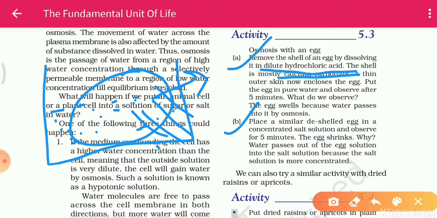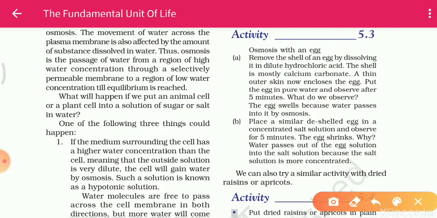When the water goes inside it, it increases the size of the egg, and this is the example of a hypertonic solution. In the hypertonic solution, the water concentration is maximum as compared to the cell of the egg. You will see here the percentage of water is very less in the egg as compared to the percentage of water outside the cell. So this is the example of the hypertonic solution, and here the osmosis process takes place.